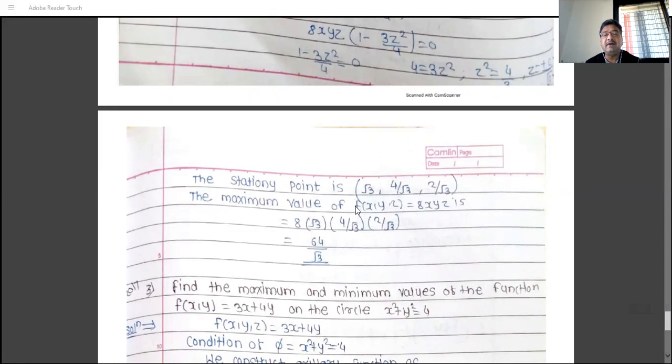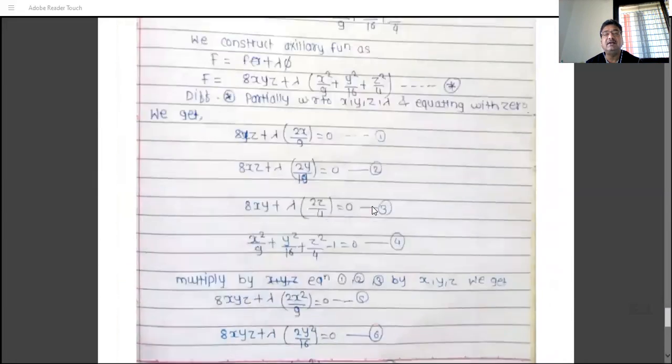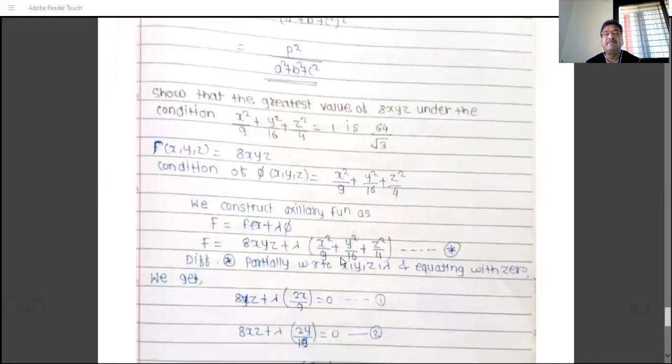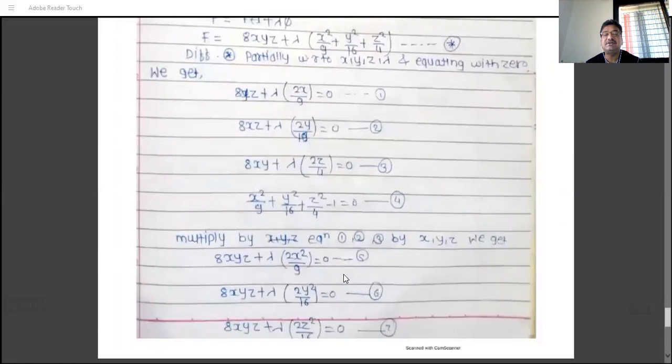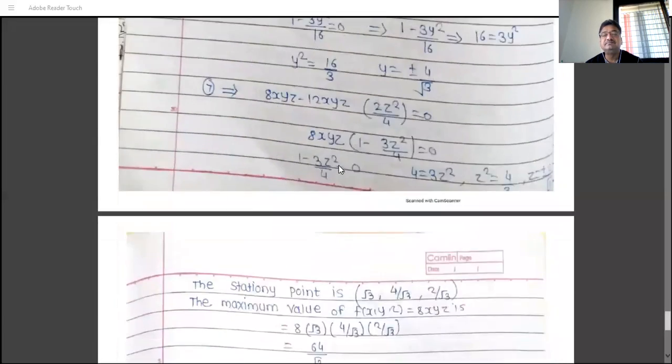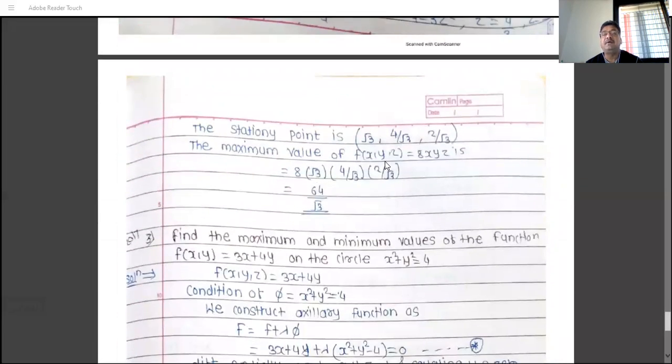So why do we write here the maximum value? Because we are given in the example, find the greatest value or find the maximum value. That's why we say the function is maximum at the stationary point. Otherwise, if there is wording to find the minimum value of the function, then we say it is the minimum value. And if there is no mention of greatest value, lowest value, maximum value or minimum value, then we say it is the extreme value, right here, the extreme value of f(x, y, z).